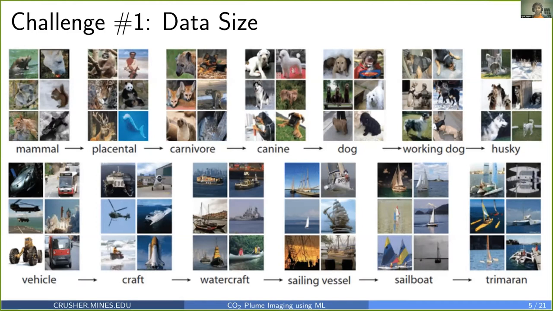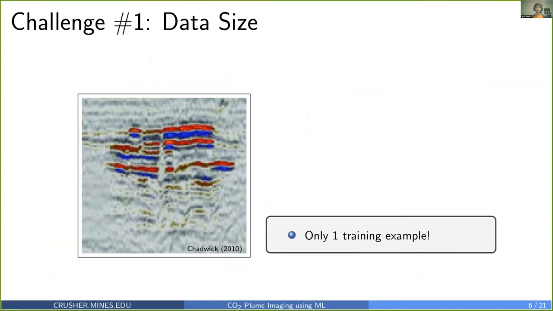So there are tons of training images in, let's say, many applications in AI. But the problem with many geophysical data sets is that if we are dealing with one field, in this case, the Sleipner field, then there's only one training example. Because let's say if you have a baseline survey, a monitor survey, you take the difference, you have only one seismic data. And that means that you have only one training example. And that does pose a significant challenge.